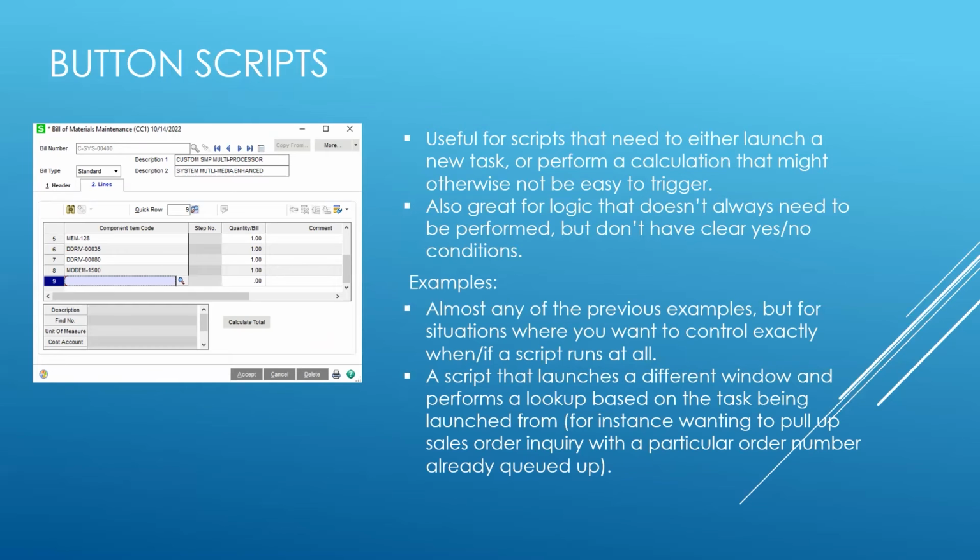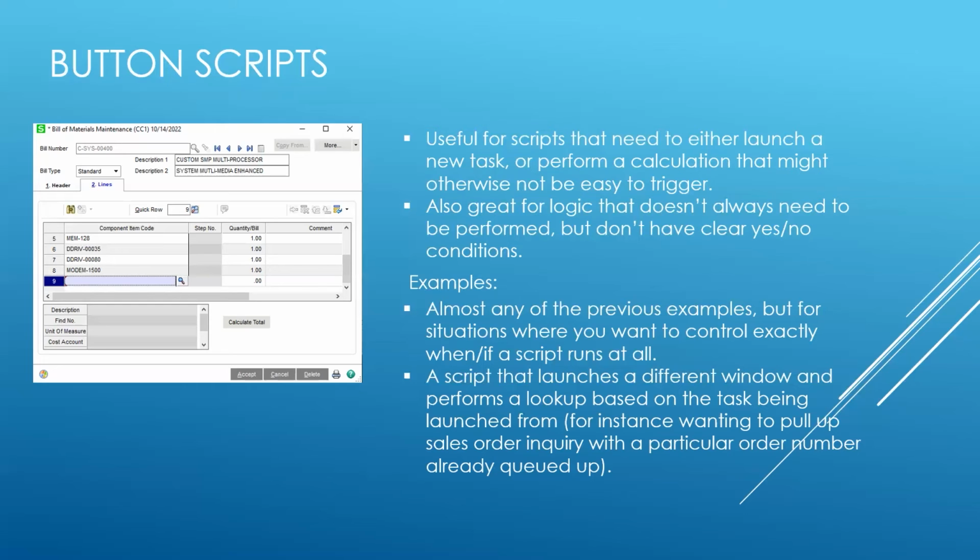So for instance, say I wanted to have a button that not just opened item maintenance, but opened item maintenance to the item that I had just come from. There are a few different ways you can do that, and that's sort of a general example, but you could also have a button script that did that. That maybe pulled up this bill numbers item record as a button.